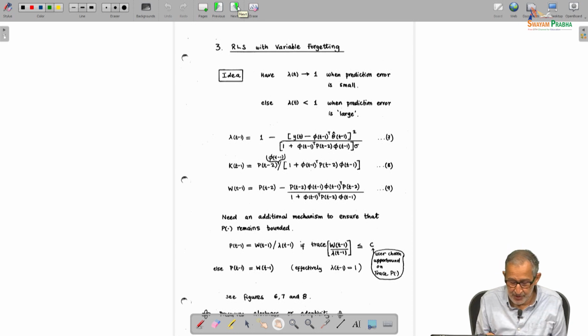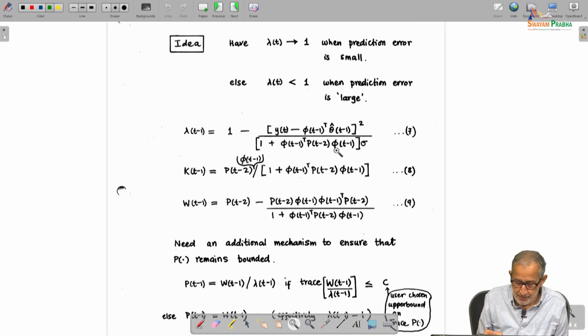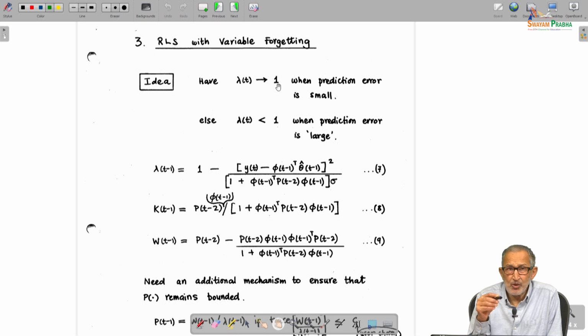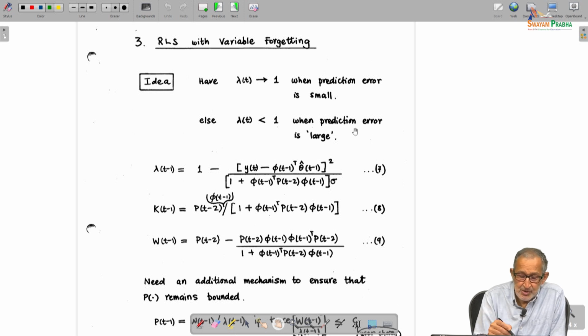Again, as engineers, we make changes, and so one idea is to try and get lambda to approach 1, be close to 1 when the prediction error is small. In other words, we say there is no need to update. The prediction error is within bounds, it's acceptable, let's not play with the update. Otherwise, when the prediction error is large, we make lambda significantly smaller.